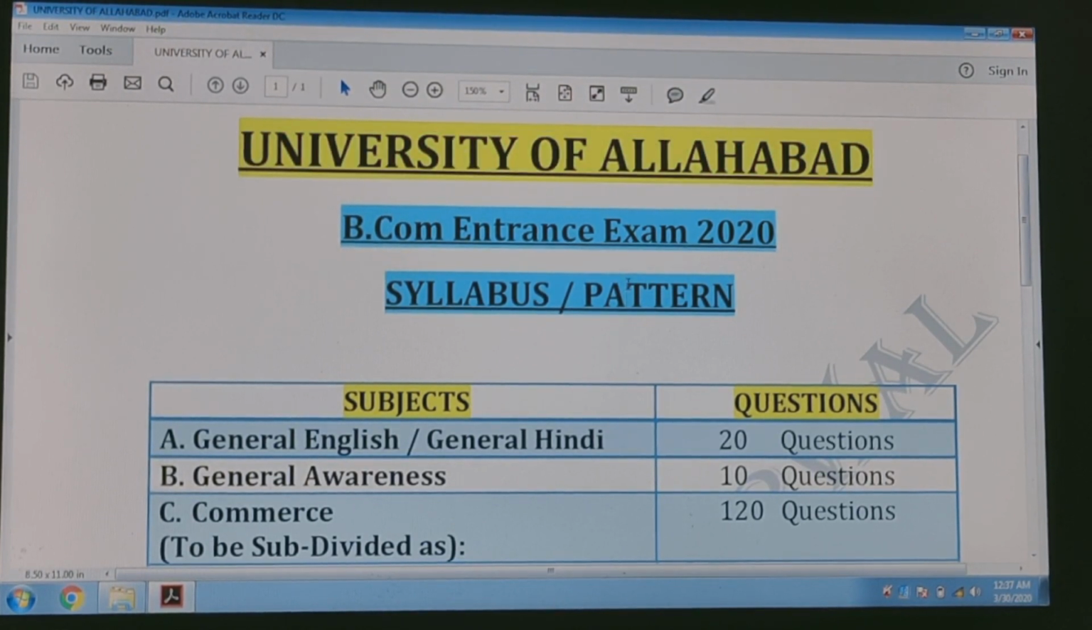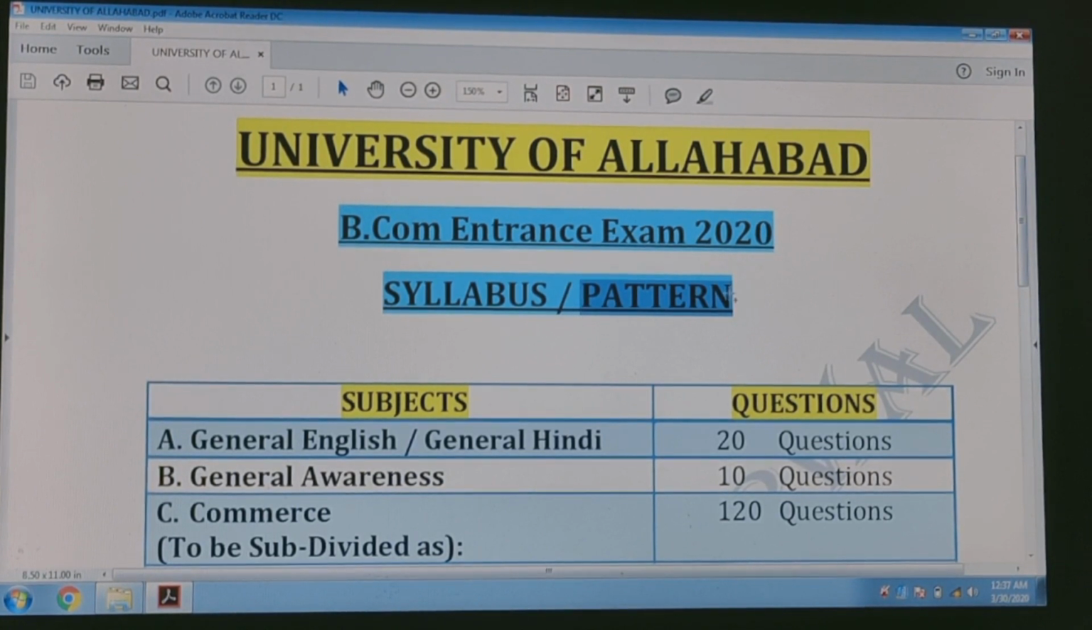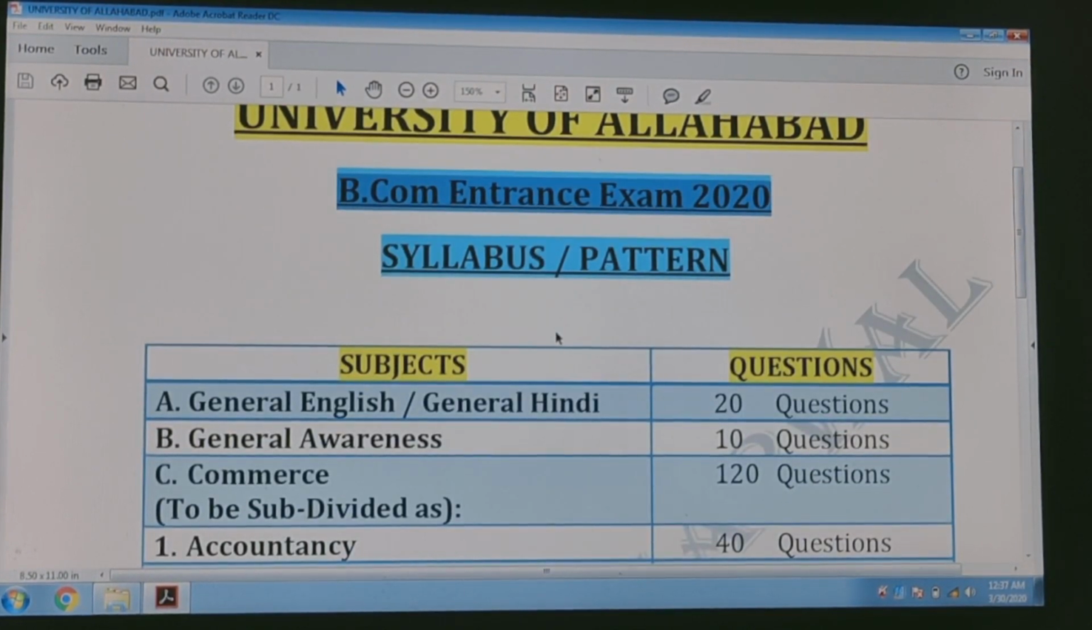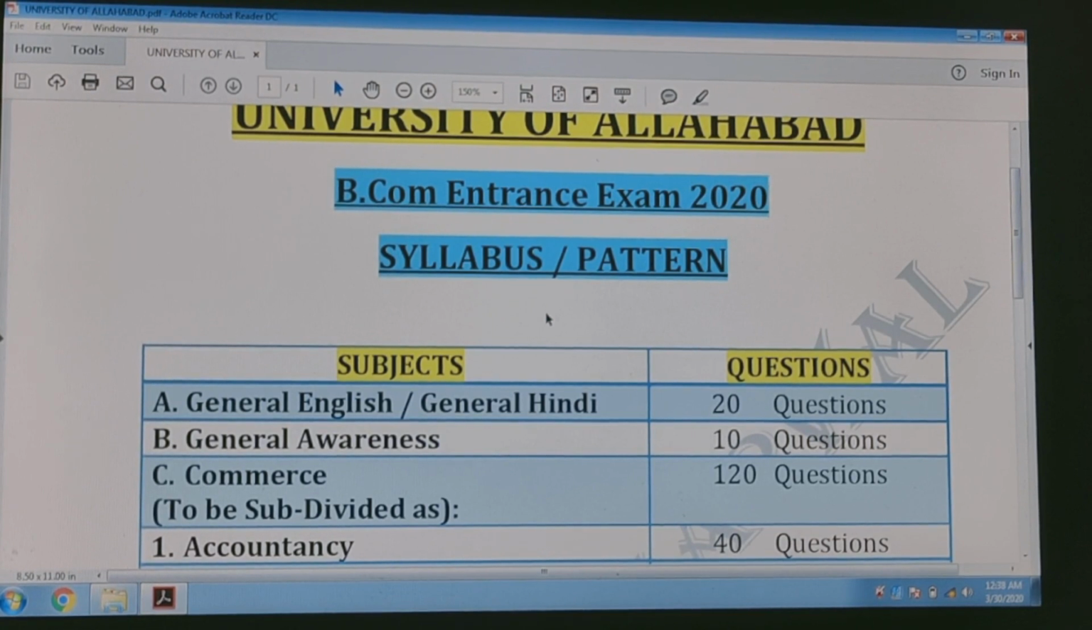In this video, we are going to focus on the syllabus and the pattern which is going to be followed in the BCom entrance exam of 2020. The main concern with students is that they don't know exactly what topics they have to study for this BCom entrance exam. In this video you will understand the various subjects you need to focus on, and out of each subject, the total number of questions expected to come in the exam.